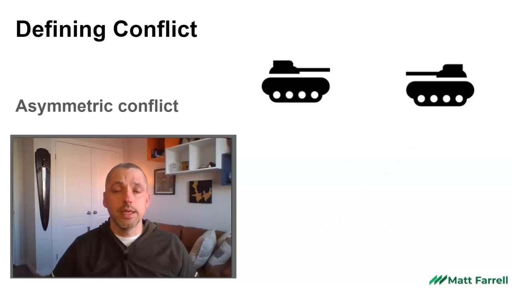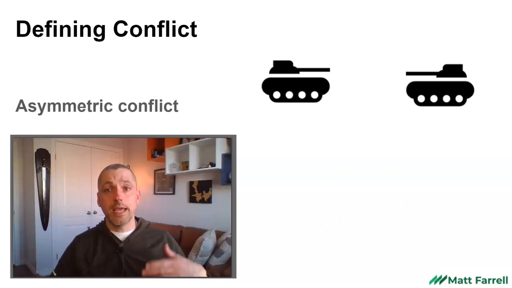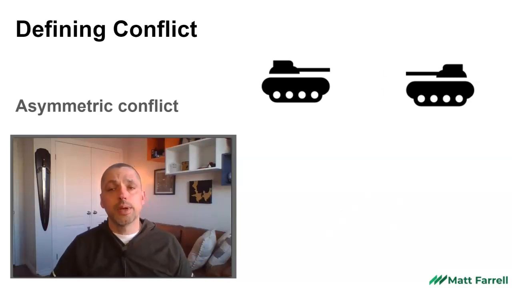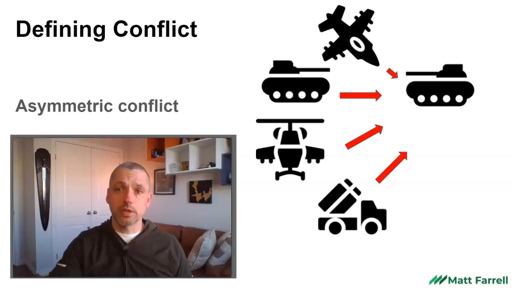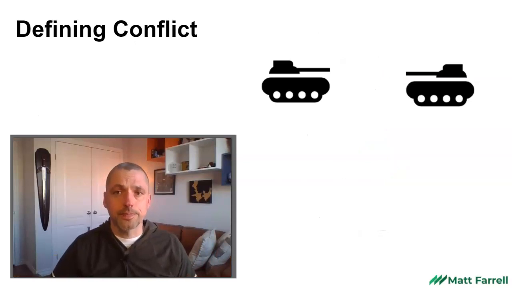Another type is asymmetric conflict. So this can be a state-based conflict, but it happens when one of the factions, one of the belligerents, is a lot larger or a lot more powerful than the other. And so it's very one-sided. That's how you might want to think about asymmetric conflict.